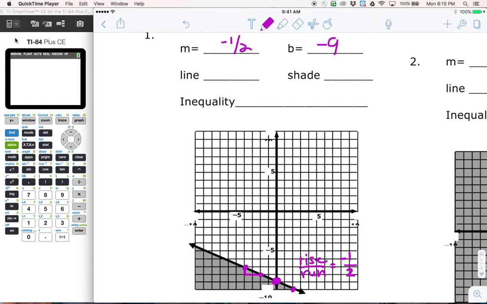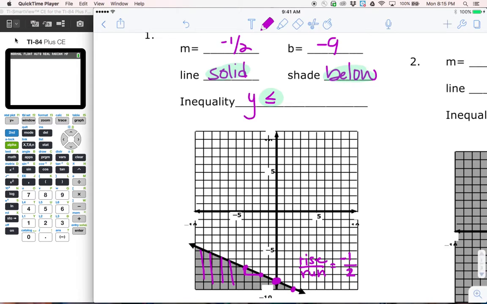Now the line and the shading is talking about the inequality part of this thing. So this line is a solid line, not a dashed line. And we have shaded below the line that's drawn. And so this is telling us what kind of inequality we're going to use. The fact that it's solid means that it has that or equal to symbol. And the fact that it's below means we need a less than sign.